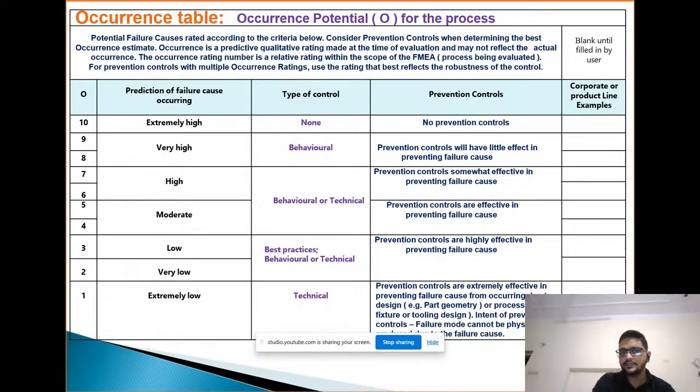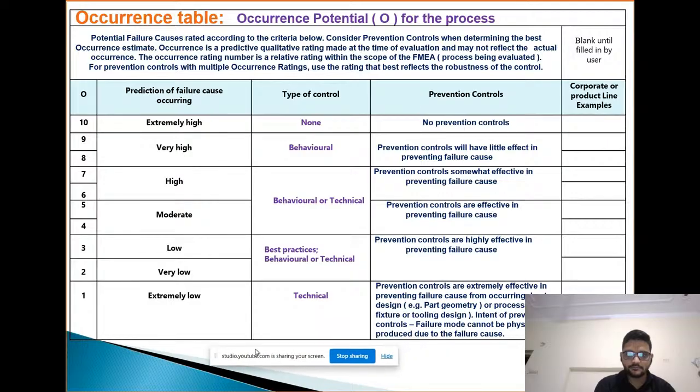In case of occurrence rating 1, that is extremely low. The type of control is technical control, and prevention controls are extremely effective in preventing the failure cause from occurring due to design, that is part geometry, or process, that is fixture or tooling design. The intent of the prevention control is that the failure mode cannot be physically produced due to the failure process.